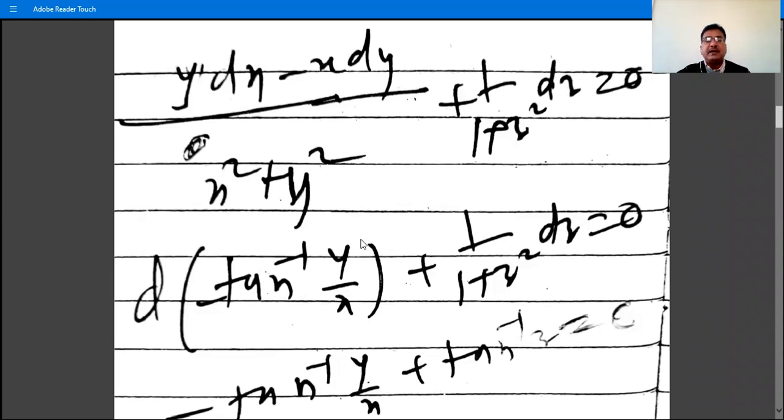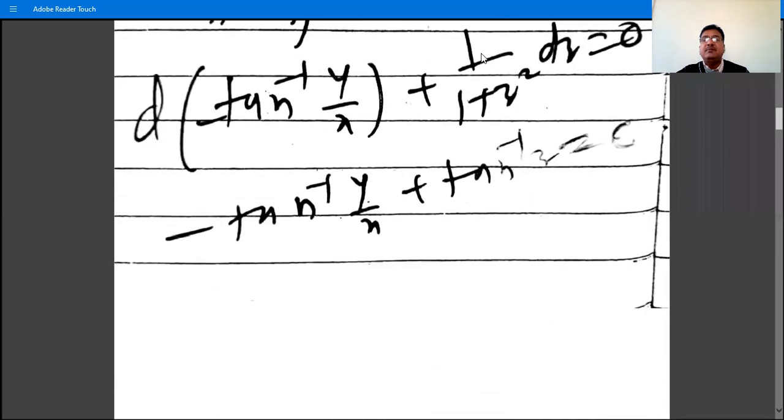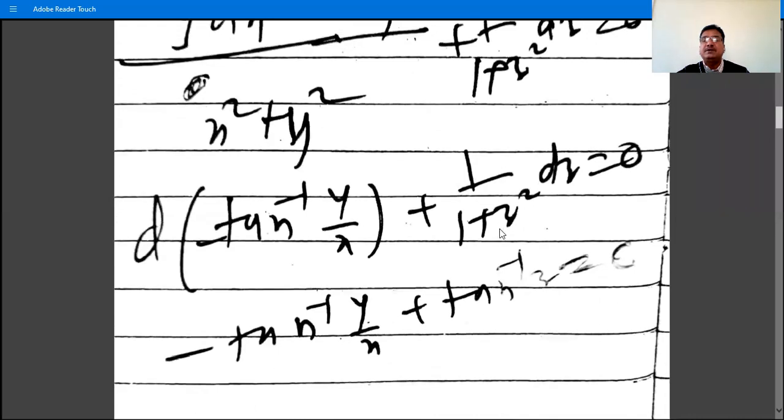If we find the derivative of tan inverse y by x, then it is (x dy minus y dx) over (x squared plus y squared). So the negative sign is there, so the derivative of minus tan inverse y by x is this term, and the derivative of tan inverse z is 1 by 1 plus z square. So after integration, derivative and integration cancel each other, therefore minus tan inverse y by x.